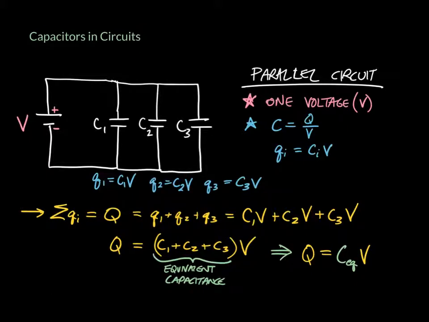So let's say that those capacitors were 5 nanofarads each. Instead of having three 5 nanofarad capacitors, I could have one 15 nanofarad capacitor, and I would get the same result. Or if it was a 2, a 3, and a 4 for C1, C2, and C3, I could just change it out to a 9. 2 plus 3 is 5 plus 4 is 9.